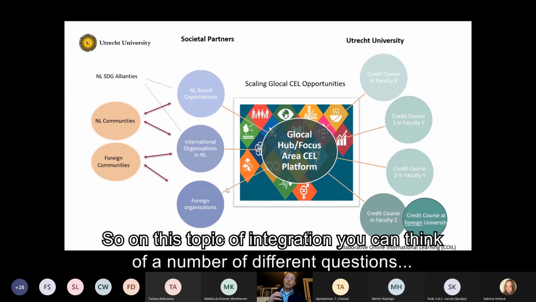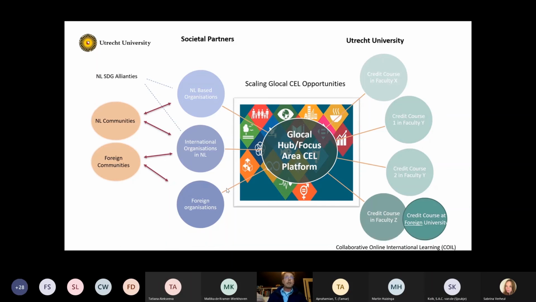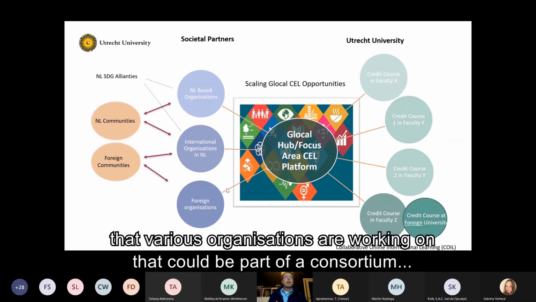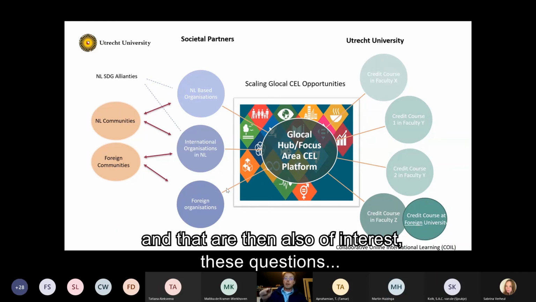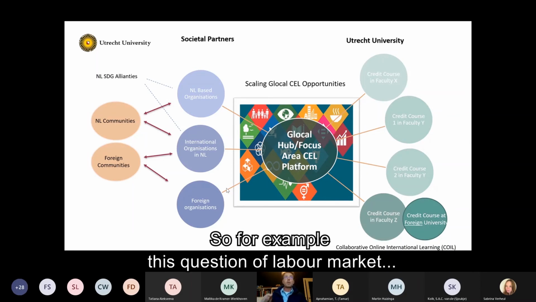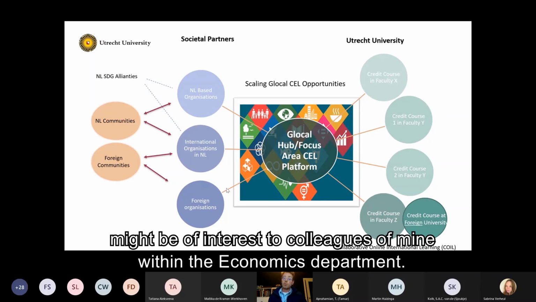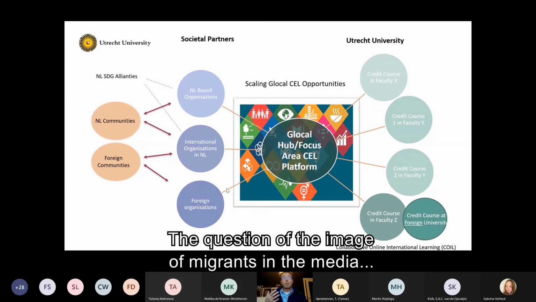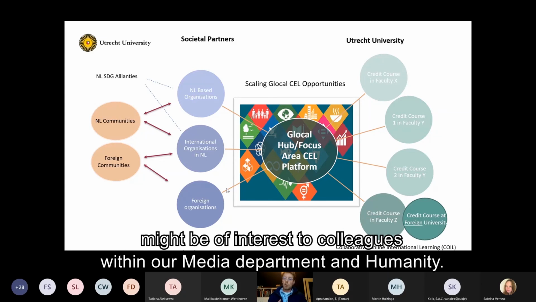So on this topic of integration, you can think of a number of different questions that various organizations are working on that could be part of a consortium, and that are also of interest for students across a number of different disciplines to work on. For example, this question of labor market might be of interest to colleagues of mine within the economics department.